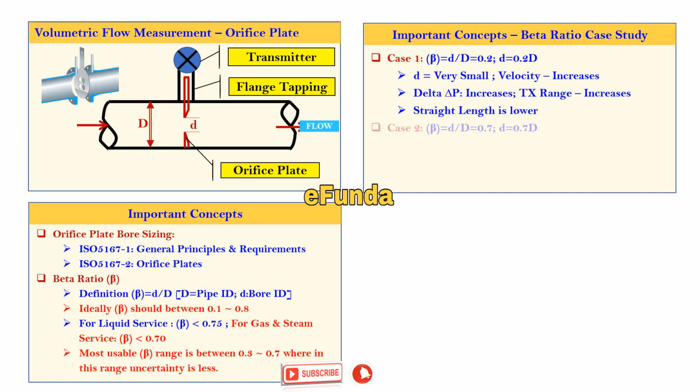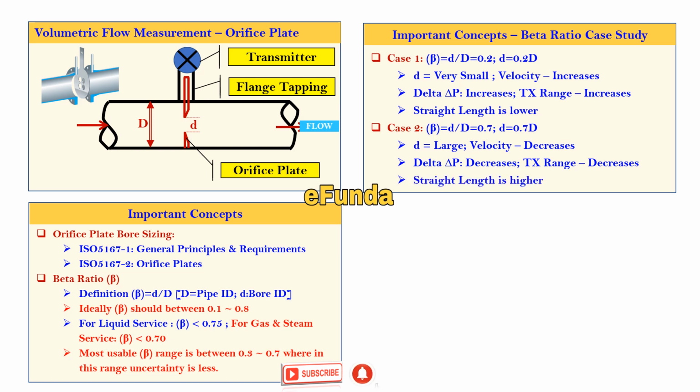There is a case 2, beta ratio is equal to 0.7, where d is equal to 0.7 times D. When d is large, velocity decreases, delta pressure decreases, that means the range of the transmitter also decreases, and straight length requirement is on the higher side.